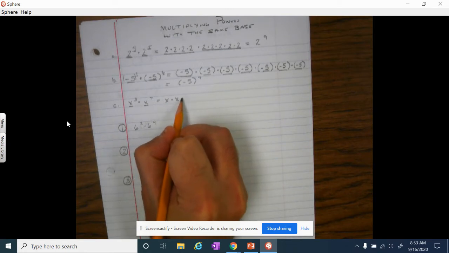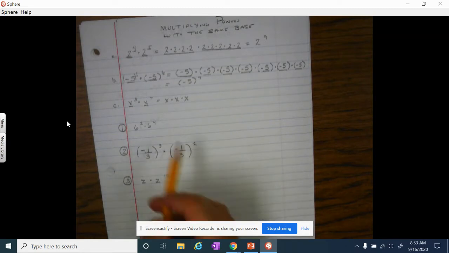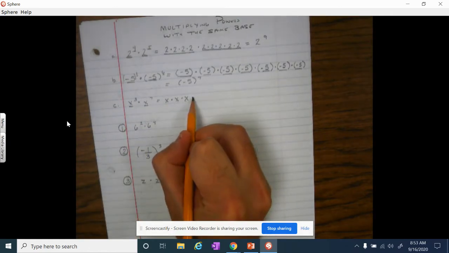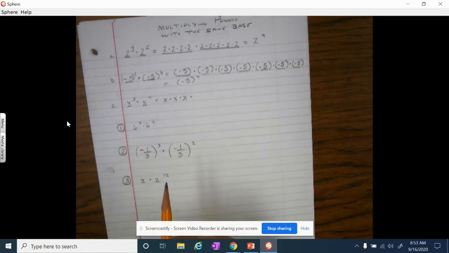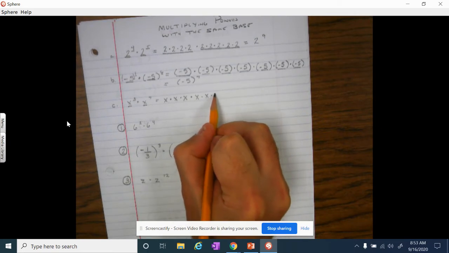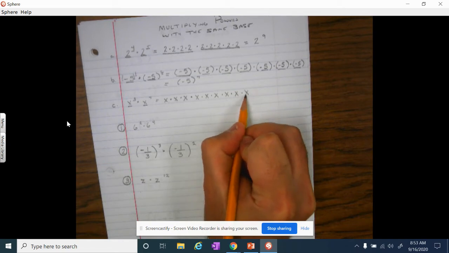just to verify, just to solidify our shortcut, because shortcuts are great, but if you don't know when shortcuts should be used, then all of a sudden you have a mixture of all these shortcuts that you know, and then you start scrambling them up and then you make mistakes. So this is X to the third, which is three X's, times X to the seventh. And so that means I have seven more X's. 1, 2, 3, 4, 5, 6, 7.